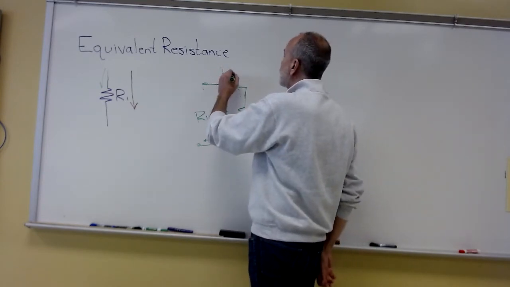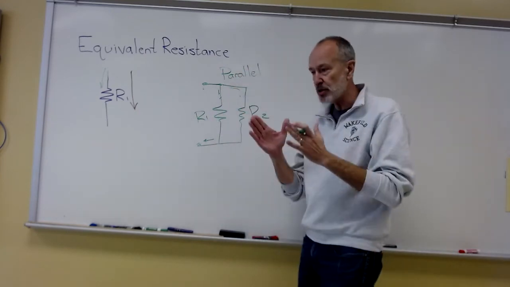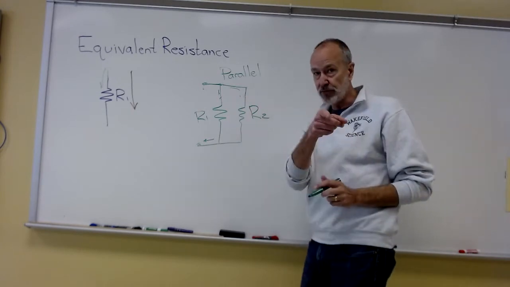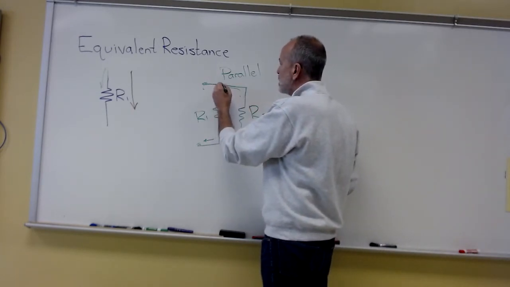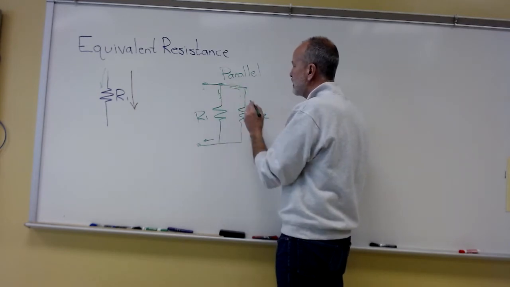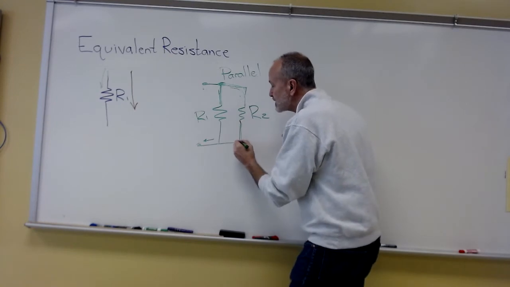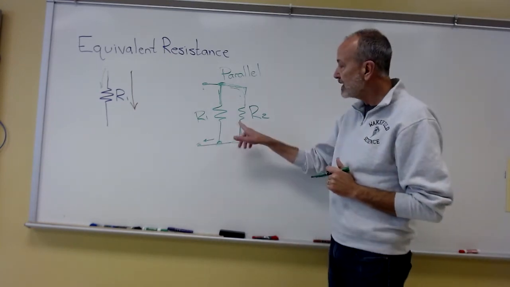This is parallel. And parallel doesn't mean those resistors are parallel to each other. We could draw these a bunch of different ways. I'm going to show you that. Parallel means the opposite ends are connected together. Here's one end of R2, here's one end of R1. They're connected together. The opposite ends are also connected together. We like to draw them like that.